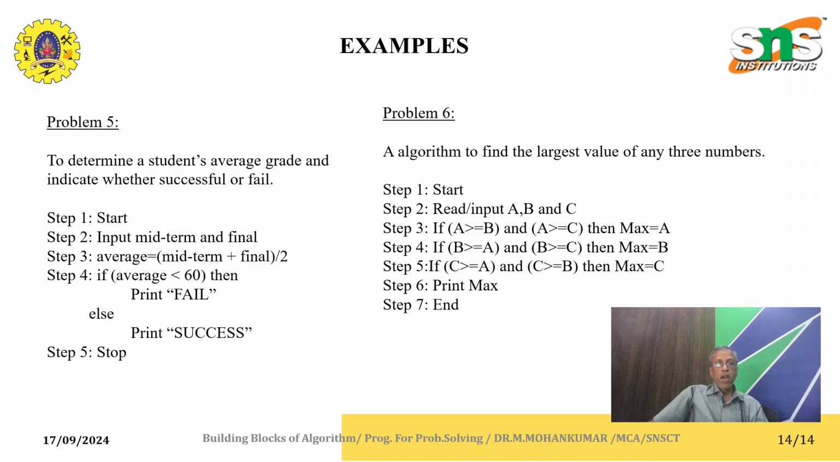Problem 6. Algorithm to find the largest value of any three numbers. Start, read input A, B and C. Here we are using different operators. If A greater than or equal to B and A greater than or equal to C, then max is A. If B greater than or equal to A and B greater than or equal to C, then max is B. If C greater than or equal to A and C greater than or equal to B, then max is C. Print max and stop.